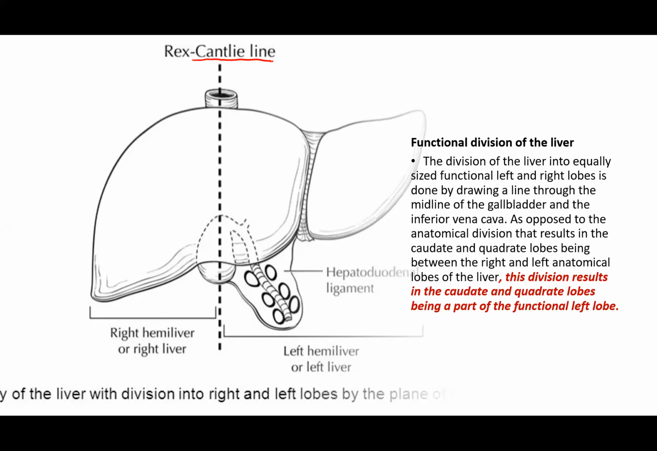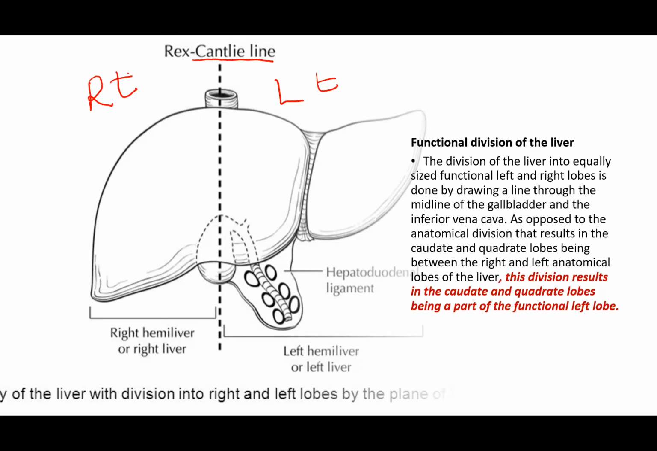Now, it divides the liver into the functional left and the functional right lobes, roughly equally. The division of the liver into equally sized functional left and right lobes is done by drawing a line through the midline of the gallbladder and the inferior vena cava. And this line runs through the porta hepatis.